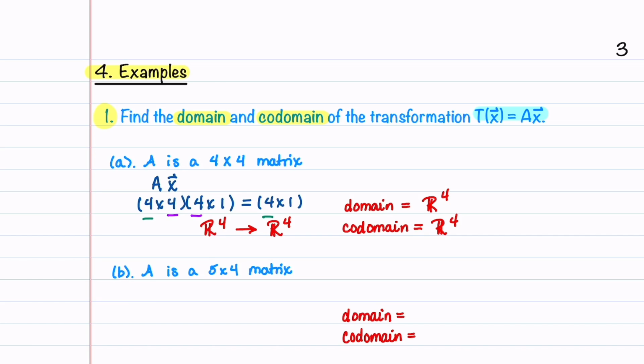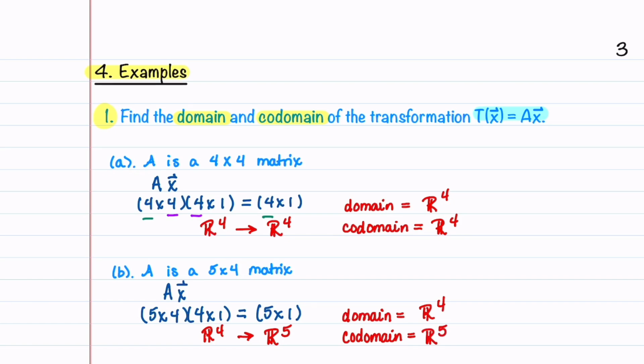We're given that A is a 5x4 matrix. We'll write down A times x and then plug in our sizes. A is going to be 5x4, which means that x is 4x1, and then that in turn means that A times x, or b, is equal to 5x1. Our vector x is in R4, and it maps to our transformation T of x, or Ax, and that's in R5. Our domain then is R4, and our codomain is R5.